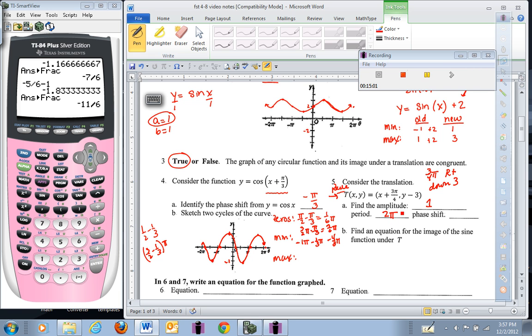Okay? And then it says the phase shift. The phase shift is this. It's going to go 3/4 of pi to the right. I'm going to write that as 3 pi over 4.